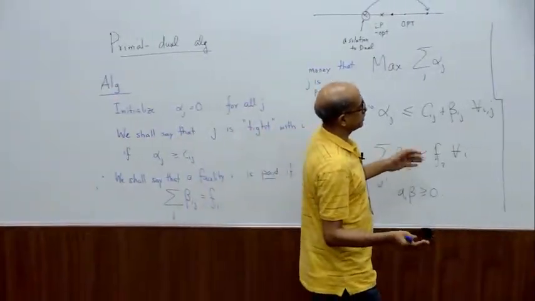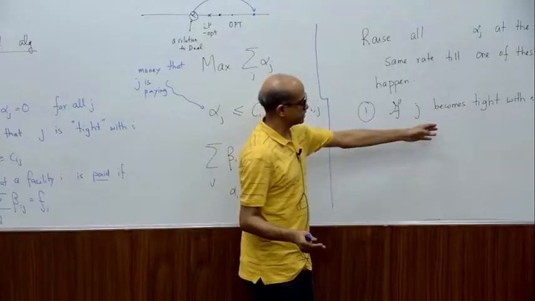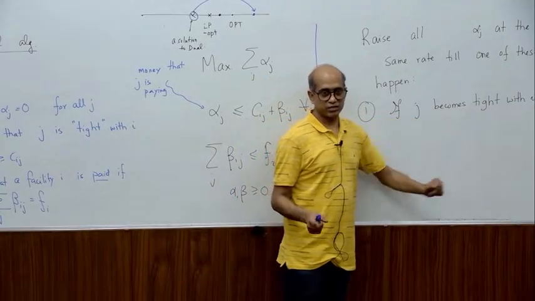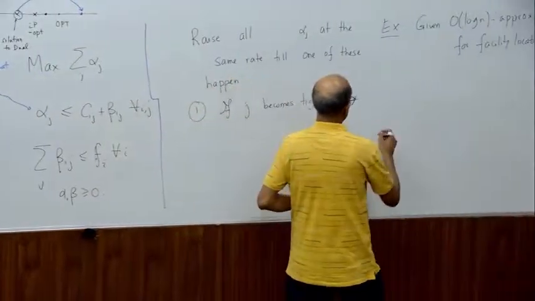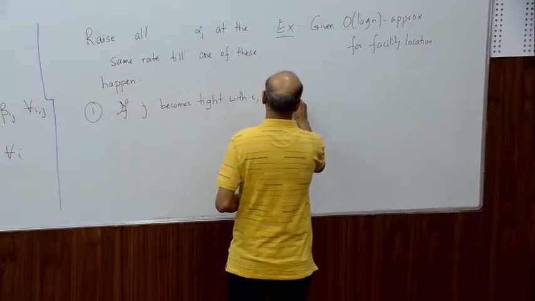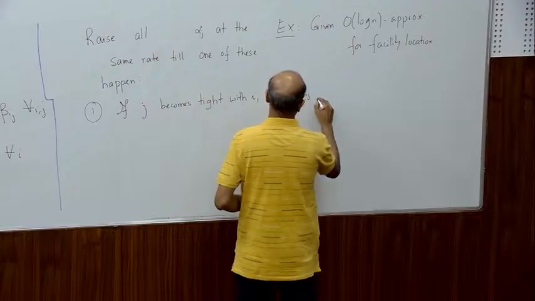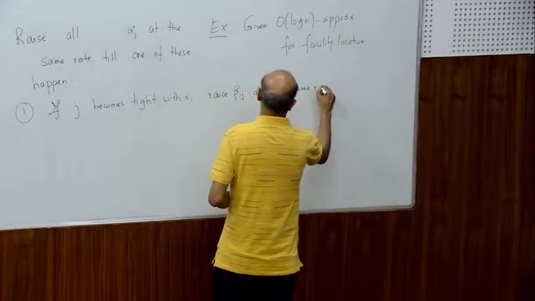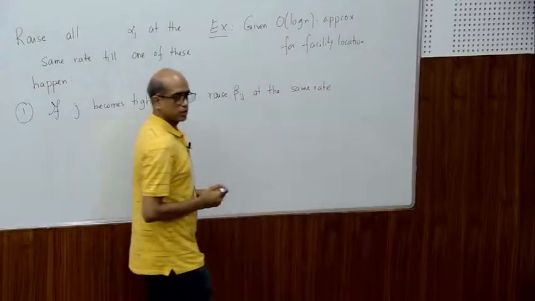So what can stop me? If I raise alpha j, what would happen is that alpha j becomes equal to Cij. At this moment, as you raise alpha j, you have to raise beta ij also. So then you raise beta ij at the same rate also. Okay?